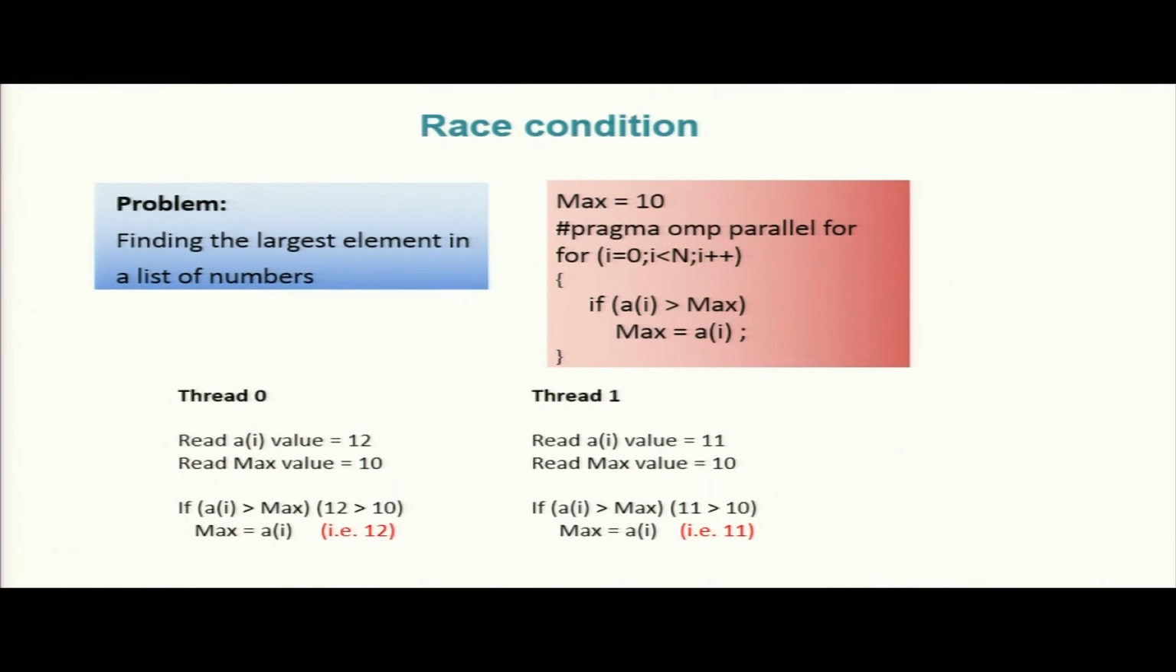When we do it in parallel with different threads, consider this example: thread 0 and thread 1. Thread 0 reads the current value from the list as 12, and max is 10, and thread 1 reads another element whose value is 11. Both satisfy this condition and both would try to update the value of max, right? Whichever thread executes last, that value will be retained. So this is a race condition. If thread 1 executes last, the value 11 will remain, though 12 should have been the right answer. We have to avoid this race condition.